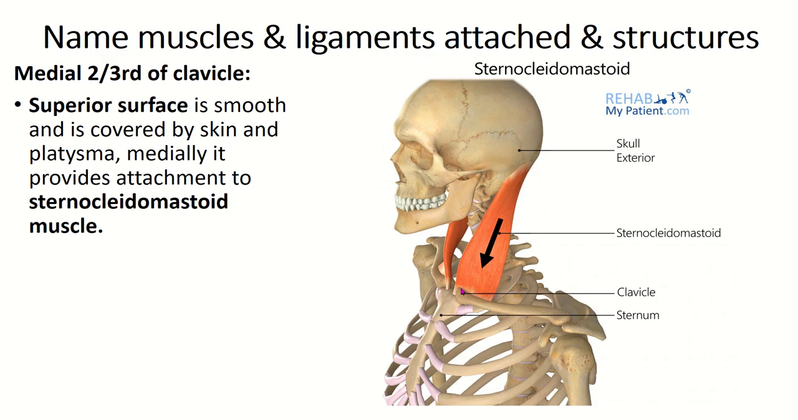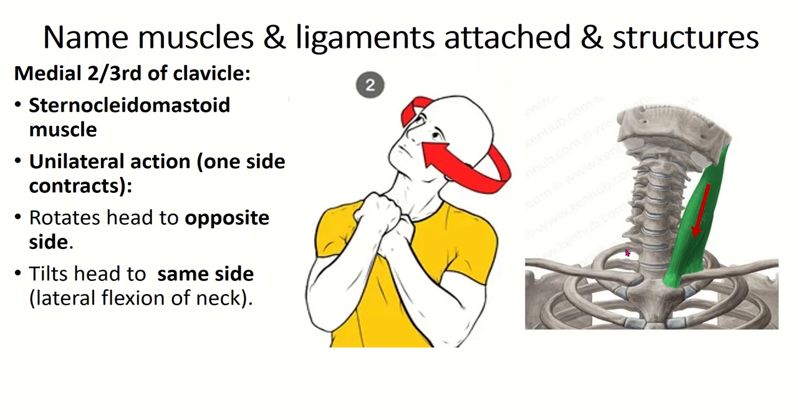When the origin is fixed, the insertion is moved, so there is a movement of the scalp. There are two sternocleidomastoid muscles, which can act unilaterally or bilaterally. When one contracts unilaterally, the pull of contraction is toward the origin and the insertion is moved, so it causes rotation of the head to the opposite side and lateral flexion of the neck to the same side.